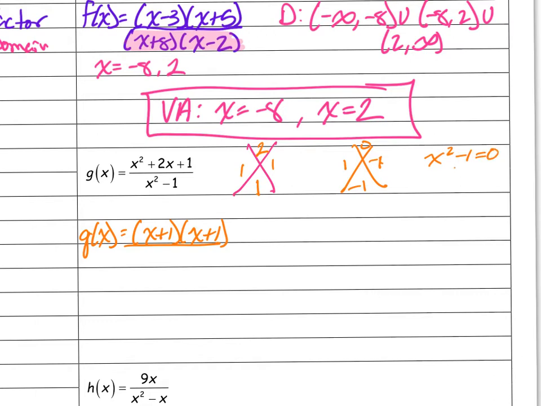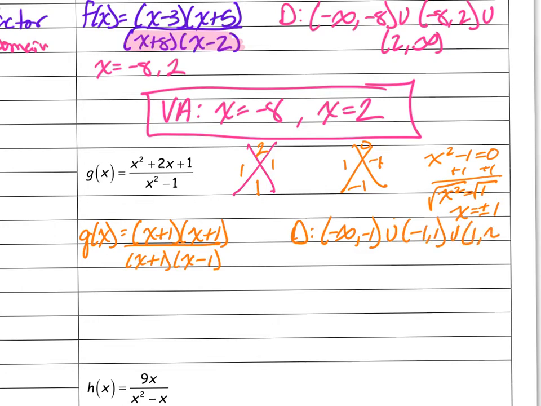If I set it equal to 0, I can add 1 to both sides, and I get x squared equals 1, square root it, and x is going to equal plus or minus 1. Same thing, plus or minus 1. So I have x plus 1 times x minus 1. Okay, and so my domain is going to be from -infinity to -1, joined with -1 to 1, joined with 1 to infinity. Beautiful.